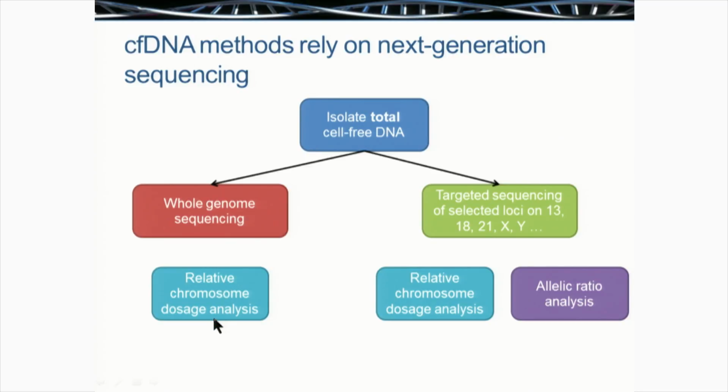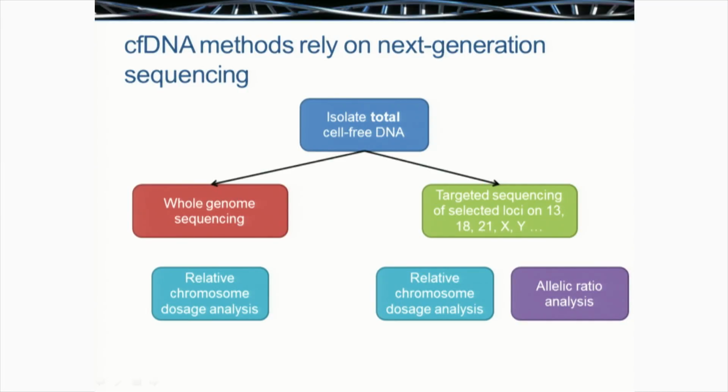From there, you can do relative chromosome dosage analysis. This is, again, what we do in our laboratory. To date, although we have gotten a whole genome analytically, reagent cost to be less than $1,000, to do the allelic ratio discrimination it's cost prohibitive. You would need to sequence pretty deep to get that coverage. And so really all methods that are doing whole genome sequencing are doing a relative chromosome dosage. So we're looking at the dosage of this sample relative to a reference set of samples. If you're doing targeted sequencing, you can do either relative chromosome dosage or an allelic ratio analysis.